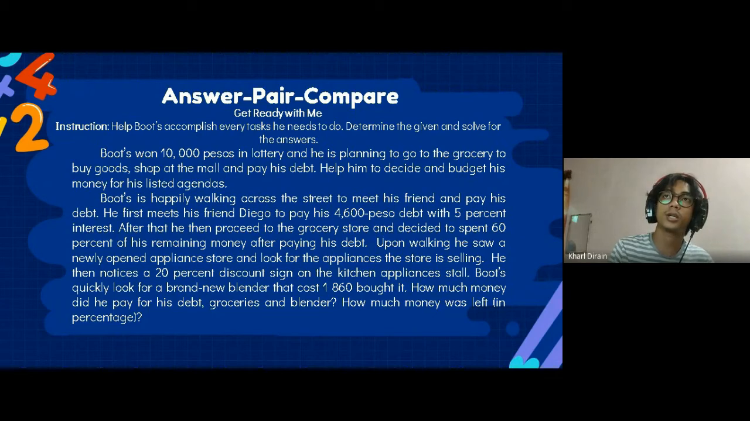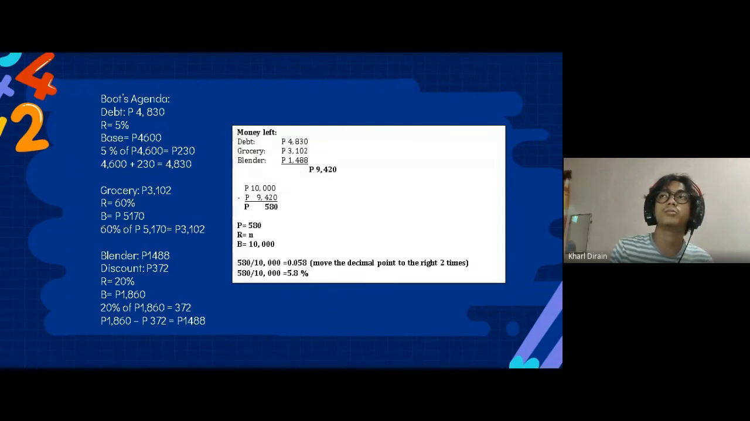Ma'am, nagkasama po kami ng kapartner ko dito sa sagot. First, ang ginawa po namin, in-identify po namin yung questions and then yung mga given. Nanalo po si Boots ng 10,000 pesos sa lottery. So, meron po siyang 10,000 pesos. And then, ni-priority po niyang bayaran yung utang niya na 4,600 pesos. Meron po itong rate na 5%. Ang 5% po ng 4,600 pesos is 230. So, ipag-add po natin yung 4,600 plus 230. Ang magiging utang po niya ay 4,830 pesos.